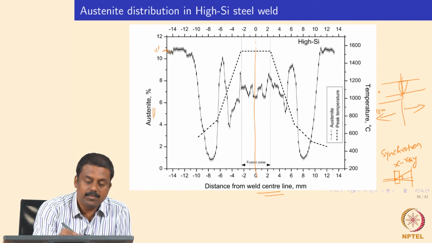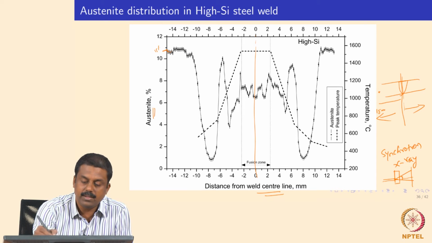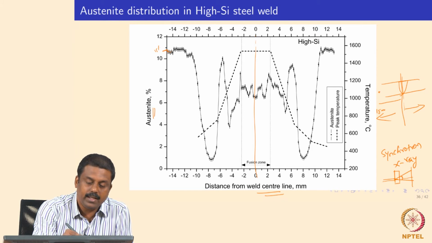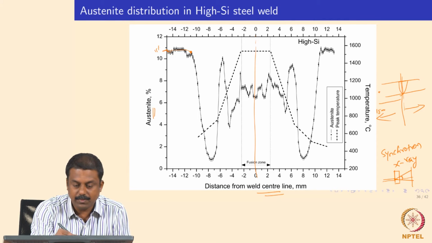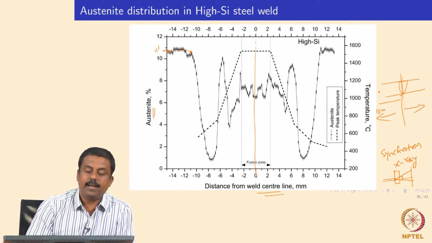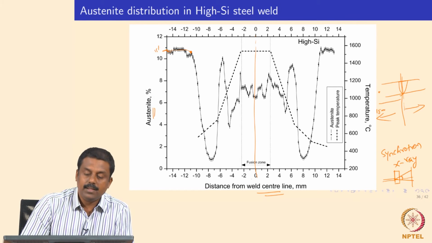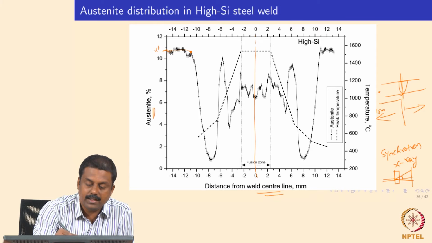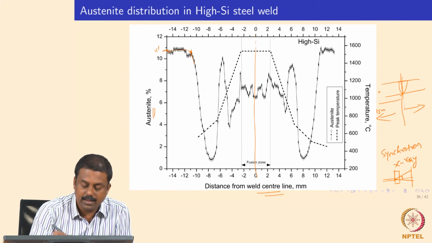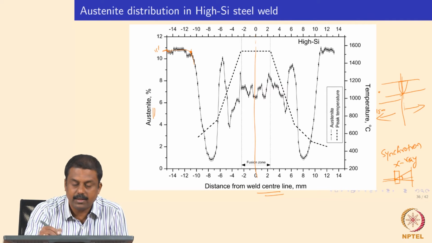And then if you are moving towards the weld center line, what happens? Nothing happens until some regions. Say for example, until you go about 11 mm or so from the weld center line. Then you see that there is a decrease in retained austenite fraction. So retained austenite starts to decrease if you go about 11 mm from the weld center line.